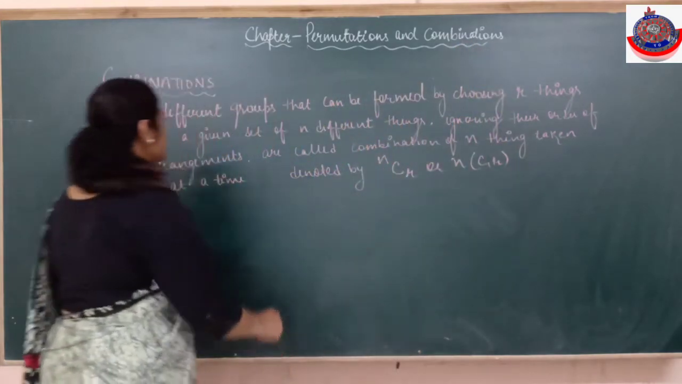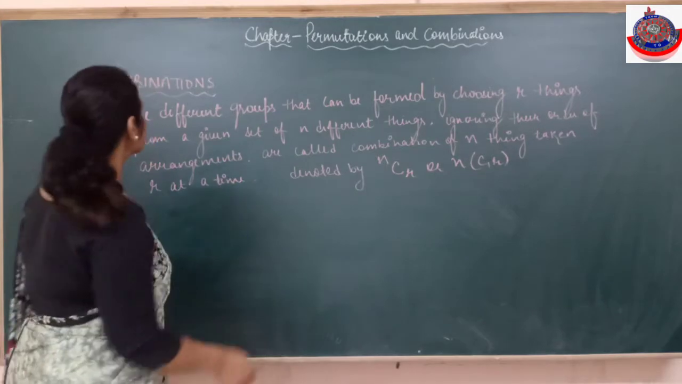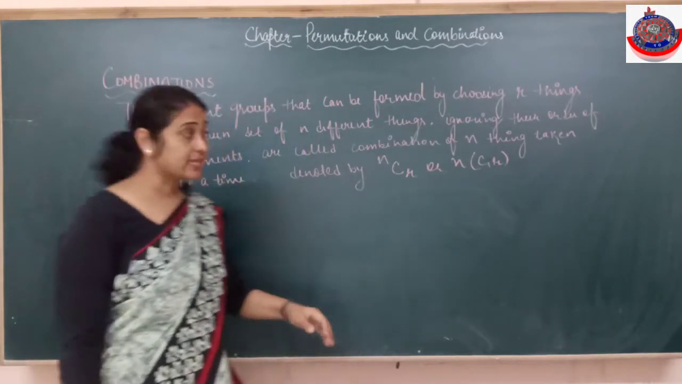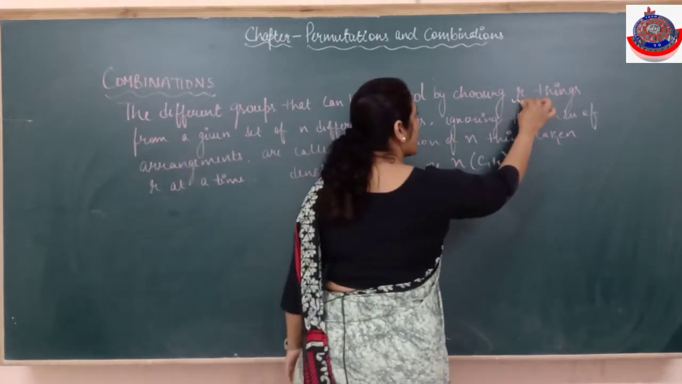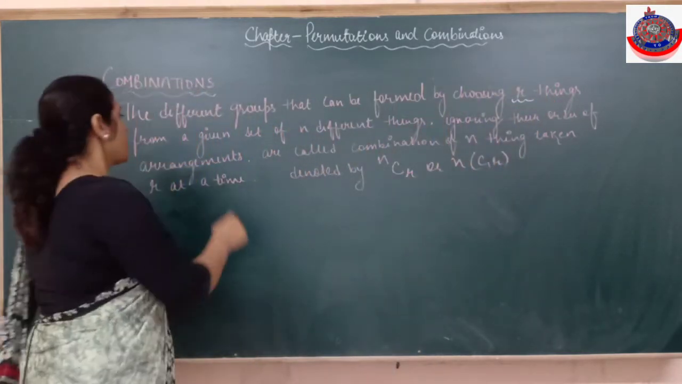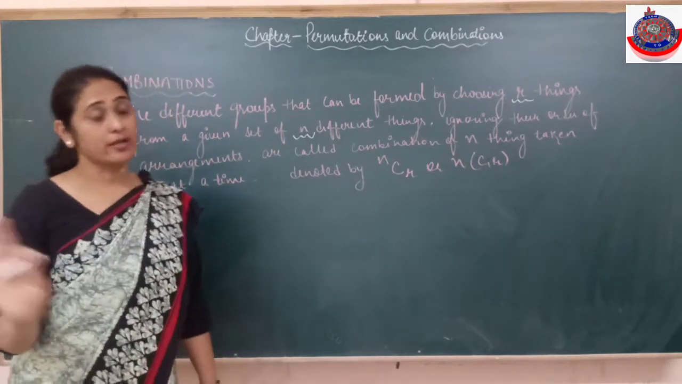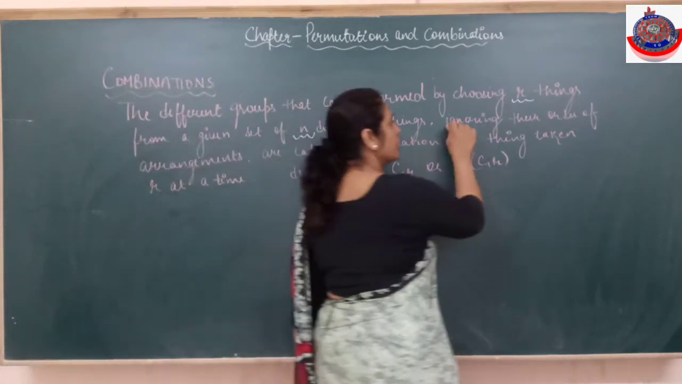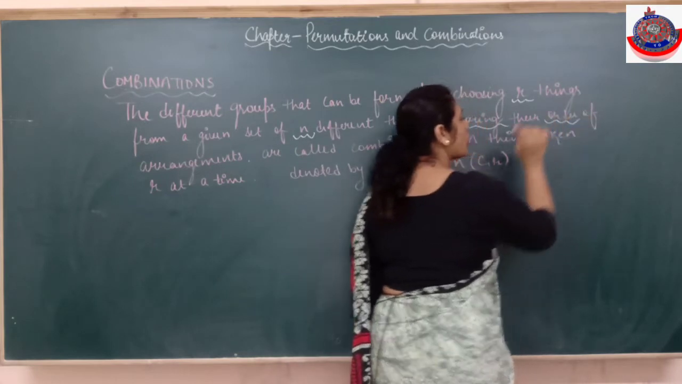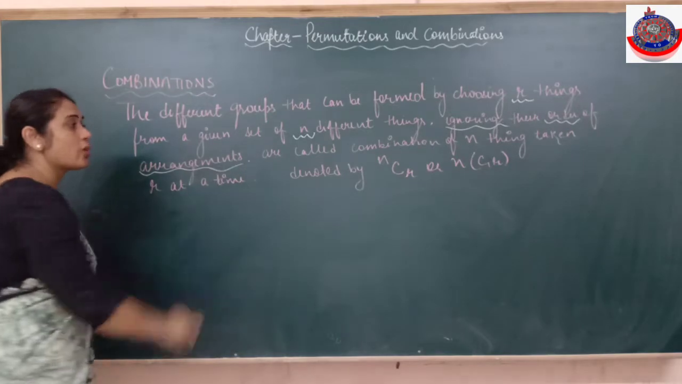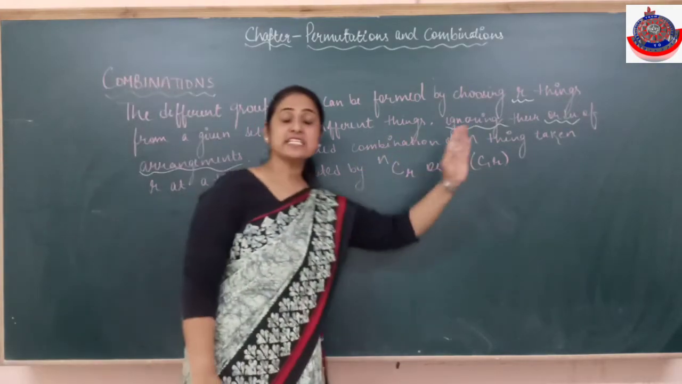Now, what is the definition? This we have already written, just a recapitulation. The different groups that can be formed by choosing r things from a given set of n different things, ignoring their order, ignoring the order of arrangement, are combinations of n things taken r at a time.